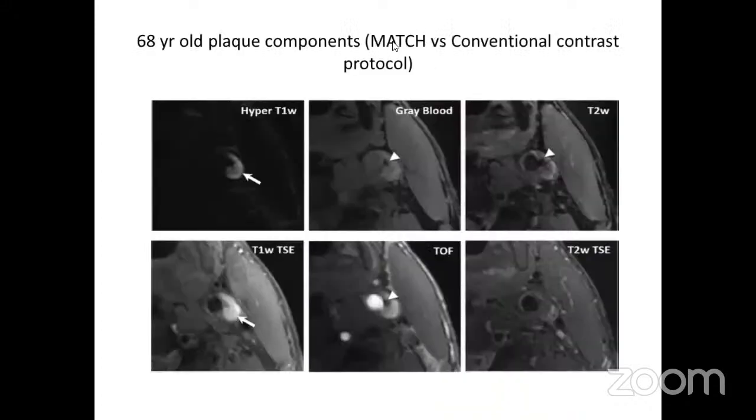And this is the MATCH sequence of MRI, which gives a comprehensive idea about the plaque composition compared to the routine conventional contrast protocol, where you can see a hyperintense signal on T1, suggestive of intraplaque hemorrhage, and hypointense on the gray blood sequence, suggestive of calcification. Similar information can also be obtained on the conventional protocol. However, in the presence of calcification, the T2 weighted images on the MATCH protocol give a better idea, whereas the T2 on the normal protocol doesn't give information about the calcification.